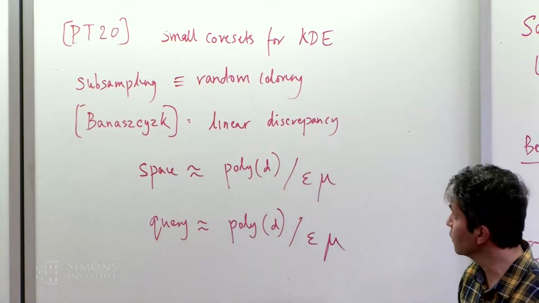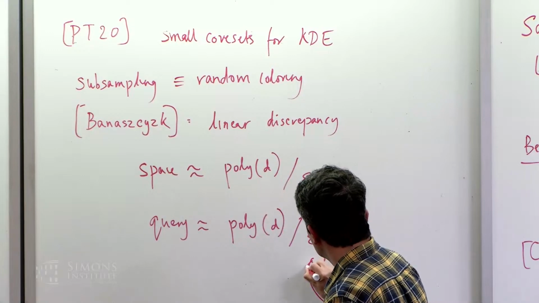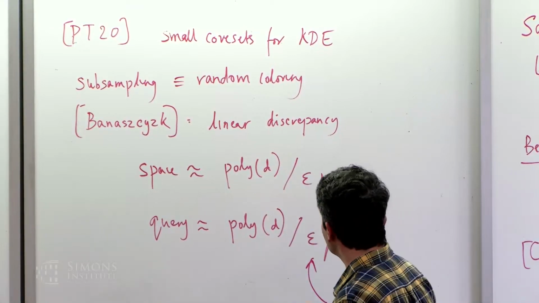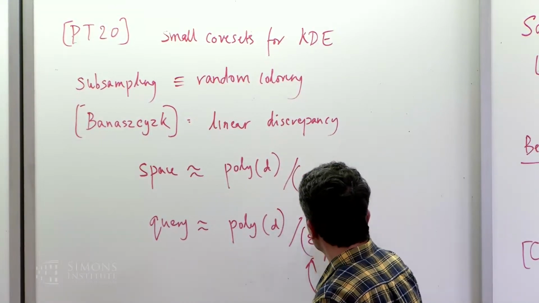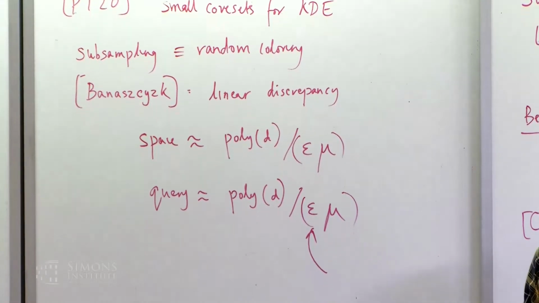Okay. And notice, forget about the mu dependence. It's epsilon. It is epsilon, not epsilon squared. Yes, that's the key point. The key point is that they got a 1 over epsilon dependence instead of the 1 over epsilon squared.